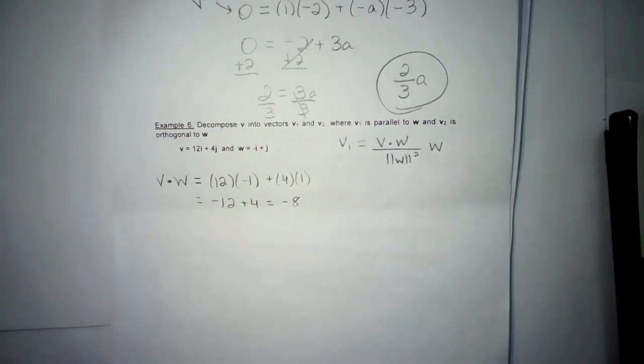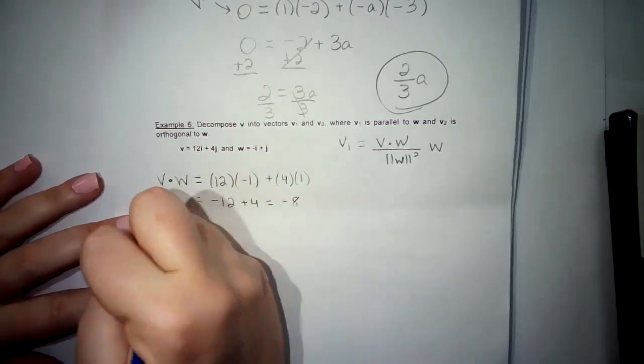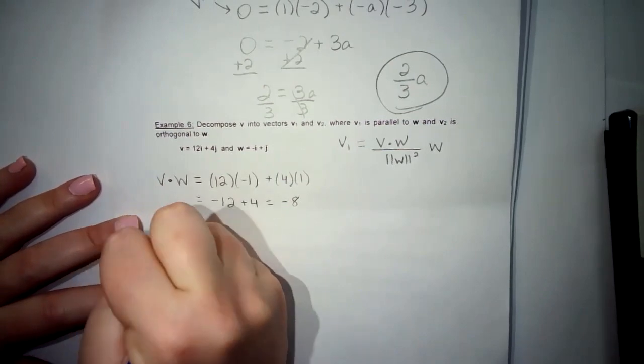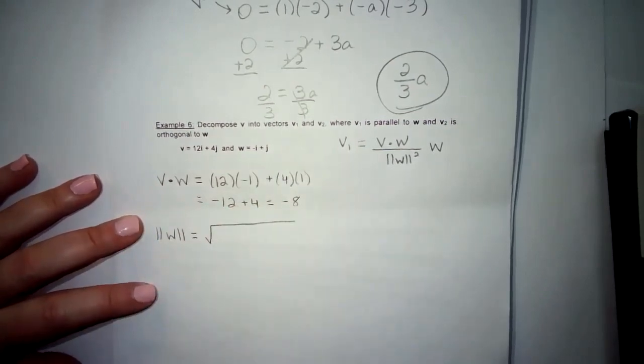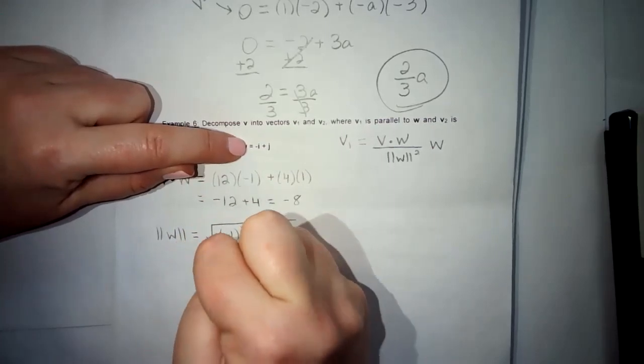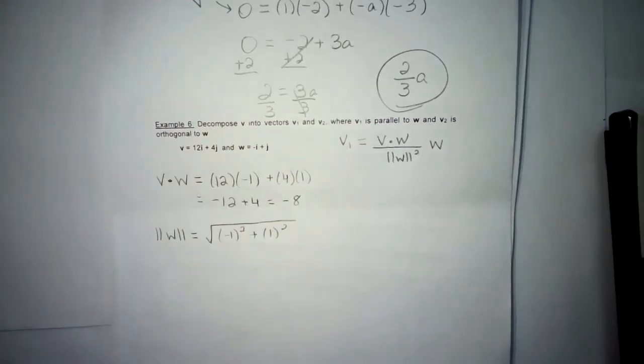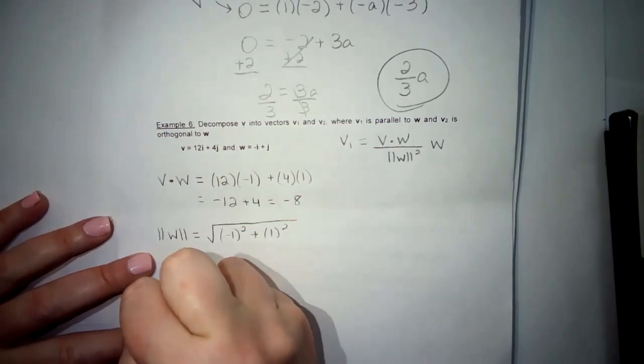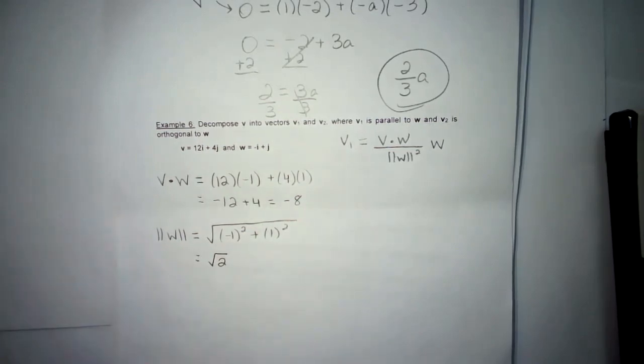Everybody okay with that? All right, let's find the magnitude of W. Remember, that's the square root of the I component squared plus the J component squared. Going to give me a magnitude of root 2. Okay, that's everything I need. I'm ready to find vector 1.